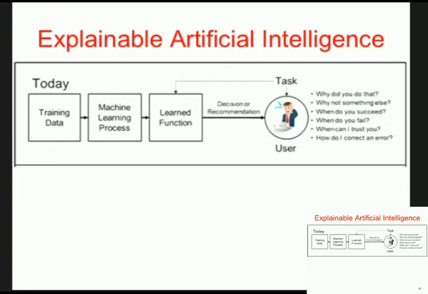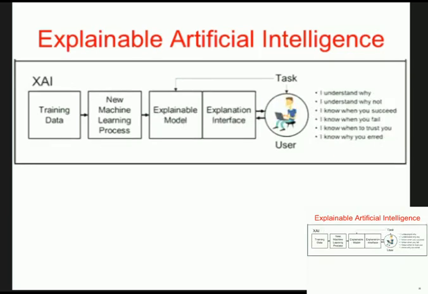But the kind of questions the user could be asking is, why did you do that? Why not something else? Right? This could be another broad set of decisions. And another question is, when do you succeed, right? When do you fail? Can you answer these questions? When can I trust you, right? So it seems like an important thing. Should I use AI to drive my car or not today, right? And then how do I correct an error? Okay, these are the kinds of questions that can arise with an AI system used for a profound application.